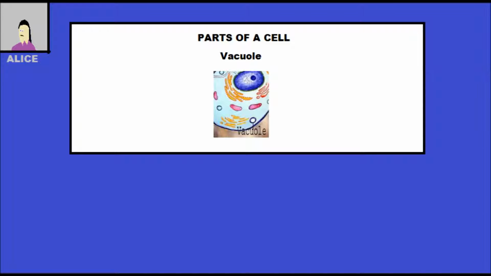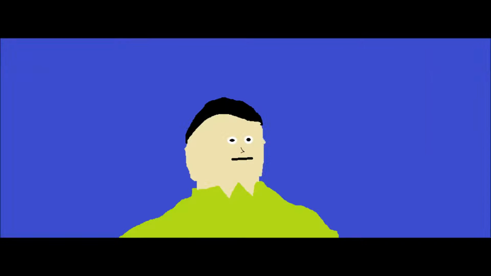Next is the vacuole, the main storage area of a cell. And no, it's not a refrigerator. The vacuole is a space or vesicle within the cytoplasm of a cell, enclosed by a membrane and typically containing fluid. See, I told you it wasn't a refrigerator.